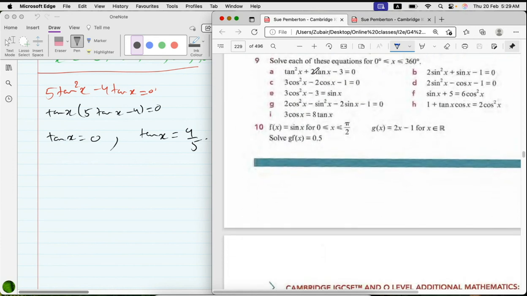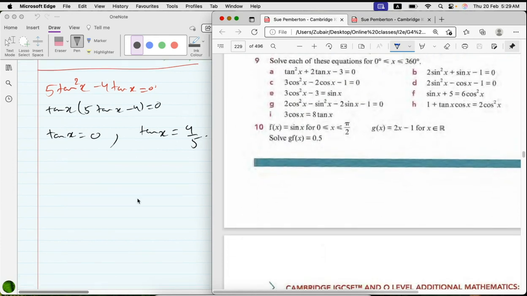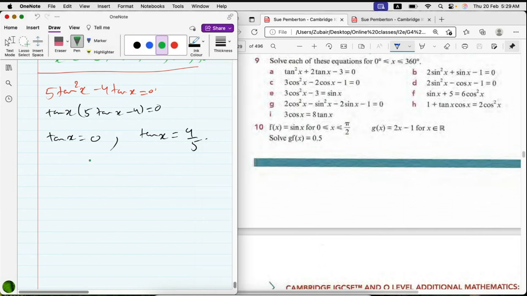Question number 9. Let's do one of these. This is a quadratic equation. We'll go for middle term breaking. So question 9a says tan square x plus 2 tan x minus 3 equals 0.